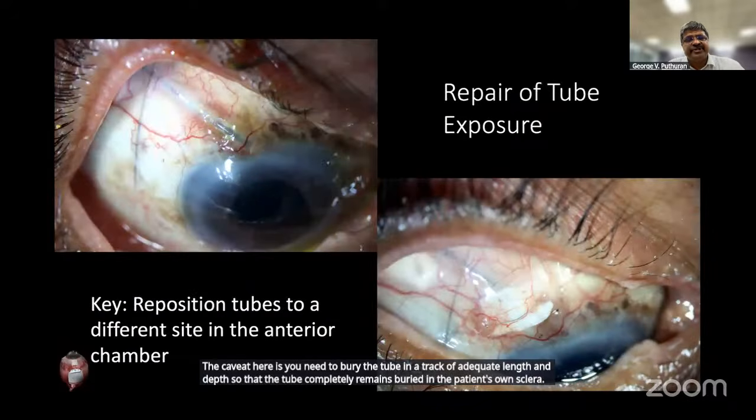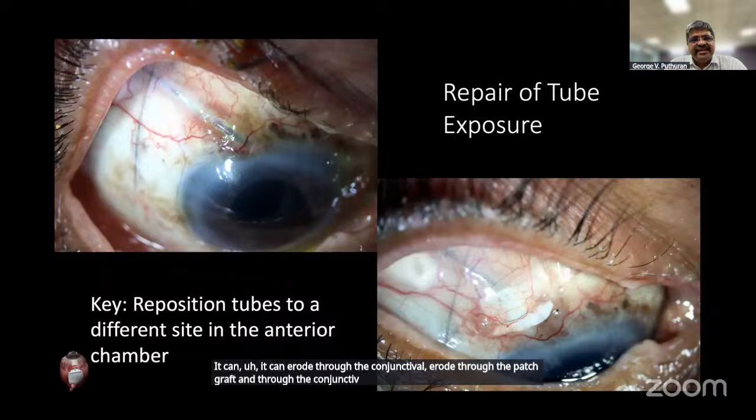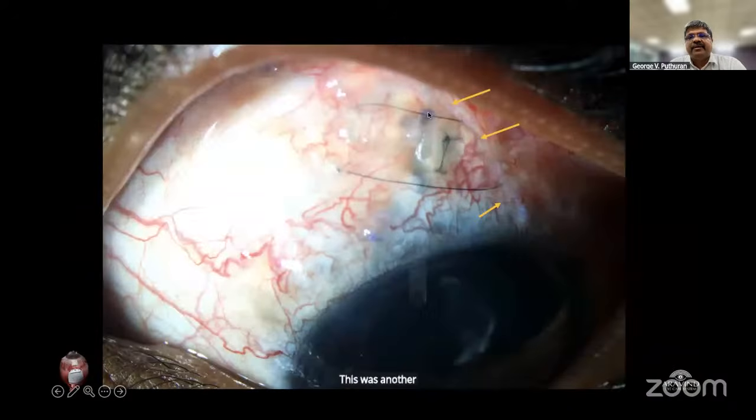Repair of tube exposures. Tube exposures can occur in two ways. One, it can erode through the patch graft and through the conjunctiva. Again, the key is to reposition tubes to a different site in the anterior chamber. This was another posterior tube exposure. Here, the primary pathology was conjunctival retraction.